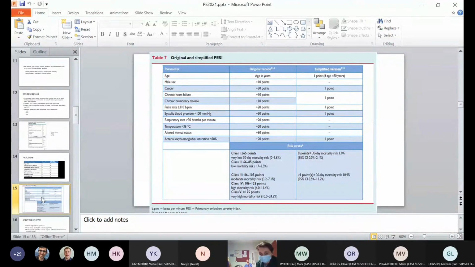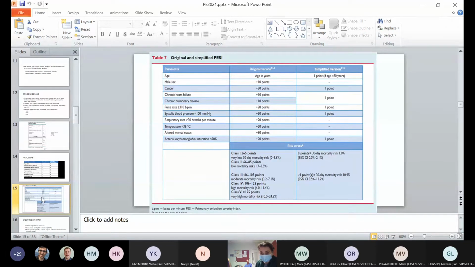That is a safe way to get people home. So with a confirmed PE, or if you suspect a PE, that score is useful. This is the simplified version, but to be honest, using online calculators, it's so easy to do either of these scorings, and that is helpful for deciding whether people can go home or go to an ambulatory test. That is why we're using the PESI score.